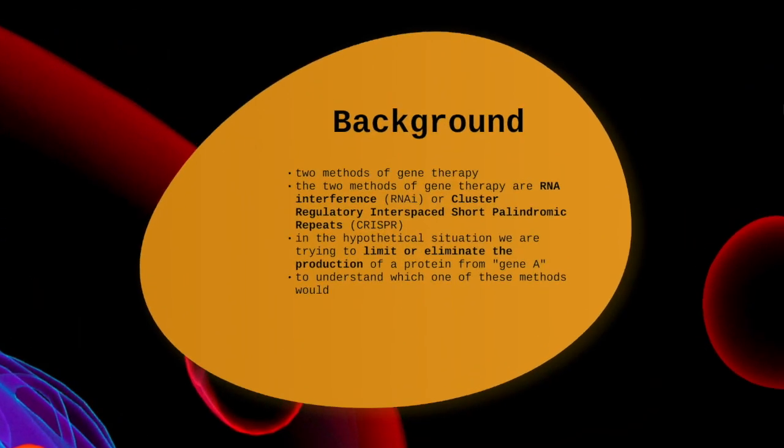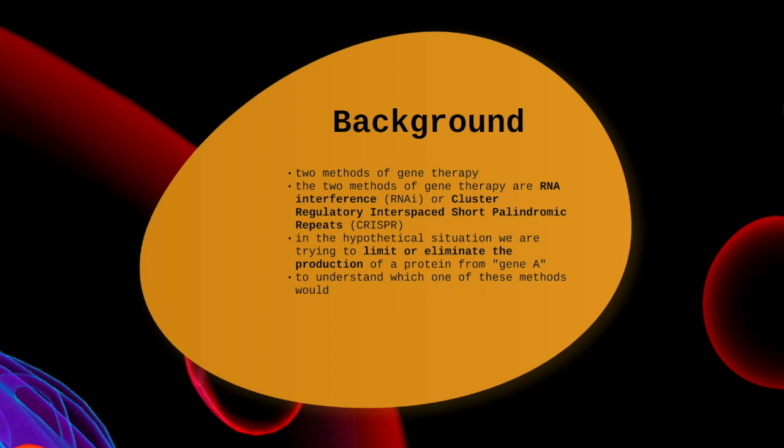As you can see, I have some information on this slide, and I will be touching on each of the bullet points. We will be going over two methods of gene therapy, RNAi and CRISPR. RNAi stands for RNA interference, and CRISPR stands for Clustered Regulatory Interspaced Short Palindromic Repeats. In the hypothetical situation that we will be going over in this presentation, we will be trying to eliminate the production of a protein produced by what is called gene A.